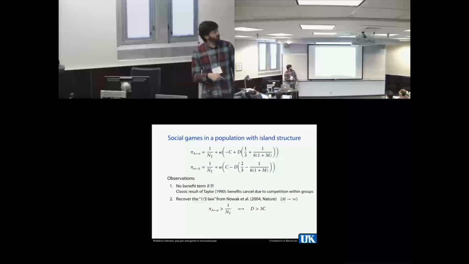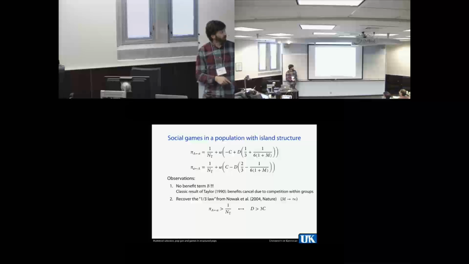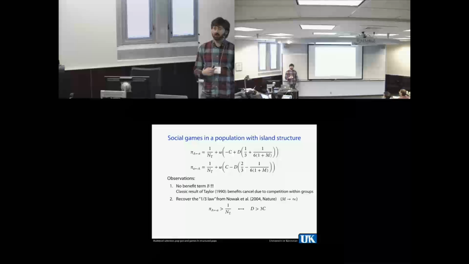So you can also recover this 1/3 law. I think you guys talked about this earlier. The 1/3 law from Nowak. If that was taken in a single population, the way you get a single population here is you allow migration to become very strong, so there's no structure anymore. And when you get that, then the condition that Nowak had was that the fixation of this cooperator type had to be greater than neutrality, and that's just this D greater than 3C. If you translate that back into their payoffs, that's exactly the 1/3 law.